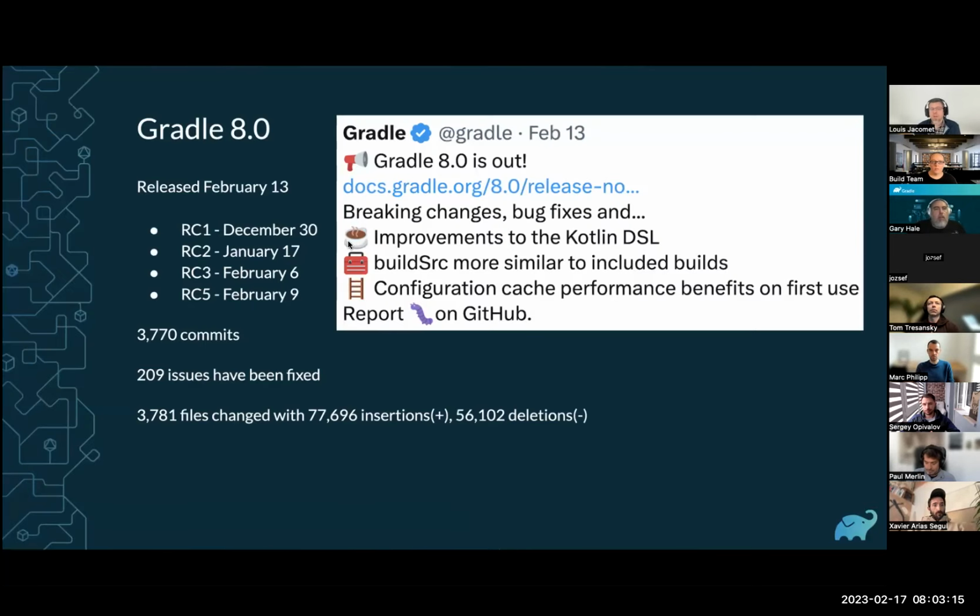So 8.0 released on February 13. We've had a couple RCs. You'll see that we have quite a number of commits, nearly 4K, more than 200 issues that have been fixed, and a huge number effectively of changes. Some of the highlights: improvements to the Kotlin DSL, configuration cache performance benefits, and we're also looking at build source more, like included builds, but also the ability to clean up the Gradle user home caches.